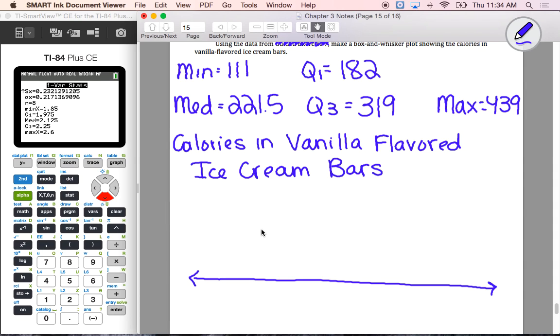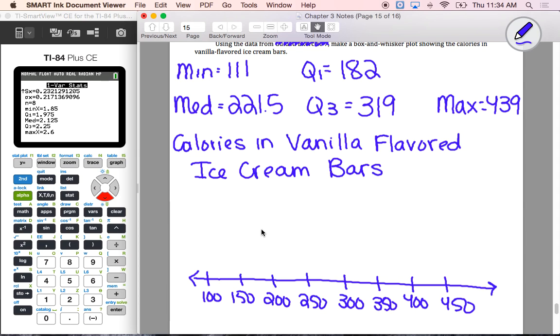You have to start with a number that is smaller than your min. So my min is 111. I'm going to start at 100. You can go up by however much you want to go up. I'm going to go up by 50. And now we're going to plot points. So 111, you're going to plot it above, not on your graph. So 111 is about right there.